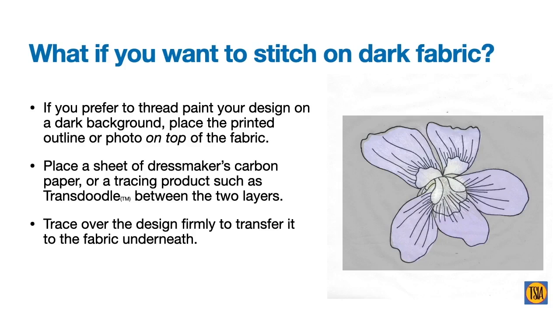But what if you want to thread paint on a dark background? That's not going to work, that system I just mentioned. So if you prefer a dark background, place the printed photo on top of the fabric, then place a sheet of dressmaker's carbon paper or a tracing product such as Transdoodle in between the two layers. Use a sharp pencil or pen to firmly trace over the design to transfer it to the dark fabric underneath.